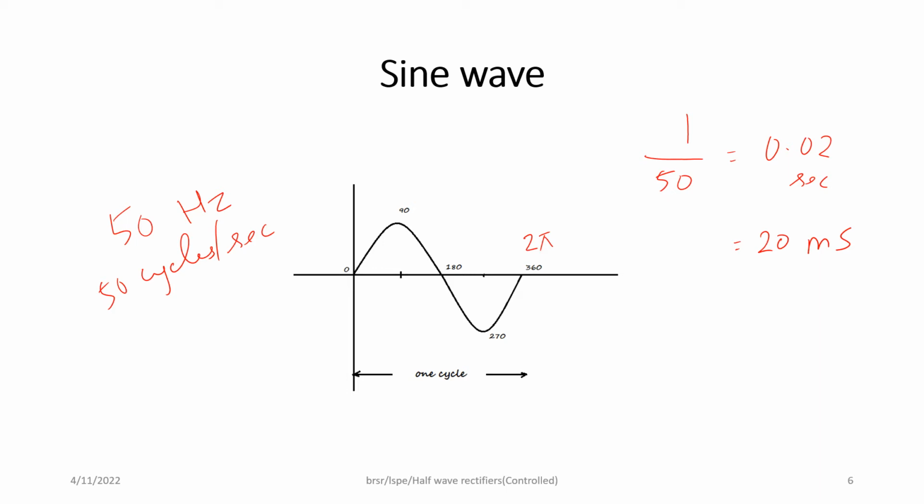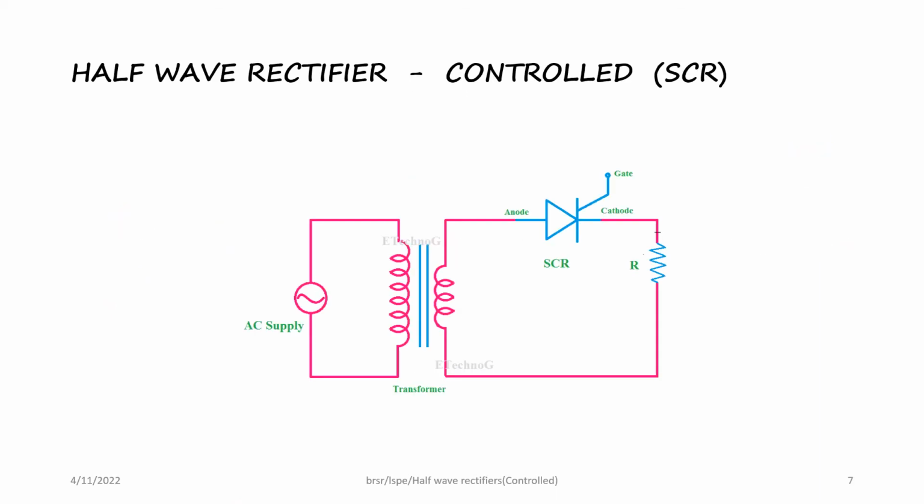And 180 degrees is pi. Then 90 degrees is pi by 2. Like this it goes. The SCR is a device which has three terminals. We will see why this is significant in understanding the operation. So we'll go into the half wave rectifier where SCRs are used. This is the symbol of an SCR. It looks similar to that of a diode, but there is one more terminal present, which is called the gate.